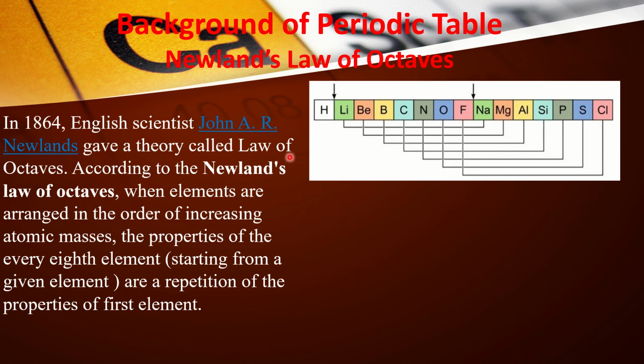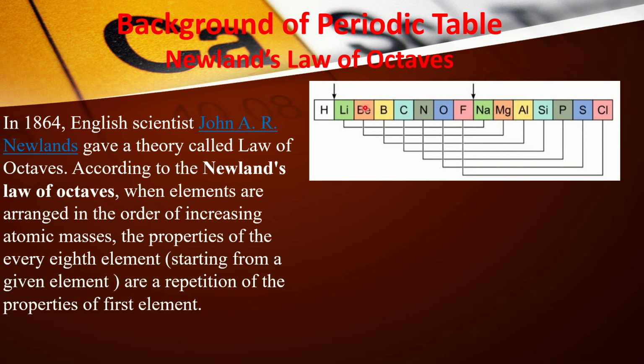What is this? Look, here this is hydrogen, lithium. Look, at that time the inert gases were not discovered. So after hydrogen, not helium, there will be lithium. Lithium, beryllium, boron, carbon, nitrogen, oxygen, fluorine. Again, neon was not there then. So sodium, magnesium, aluminium, silicon, phosphorus, sulfur, chlorine. So the property of the first and eighth element is equal. First, second, third, fourth, fifth, sixth, seventh, eighth.